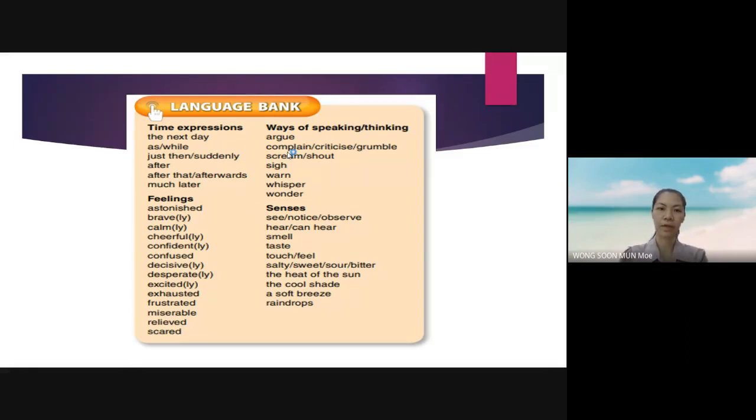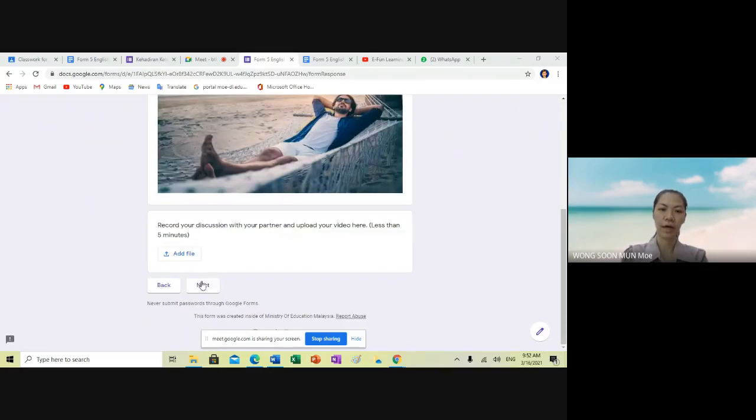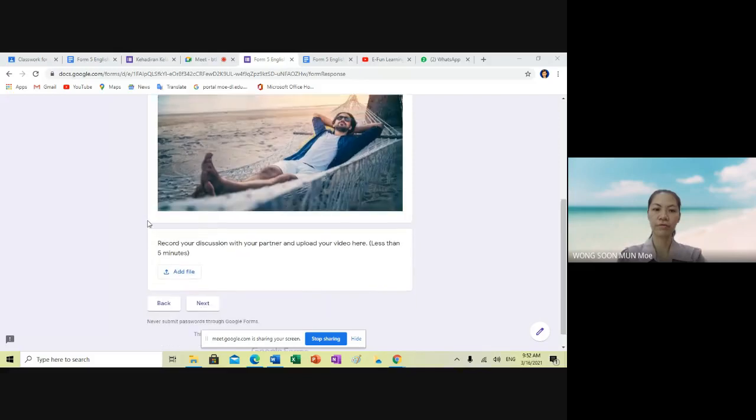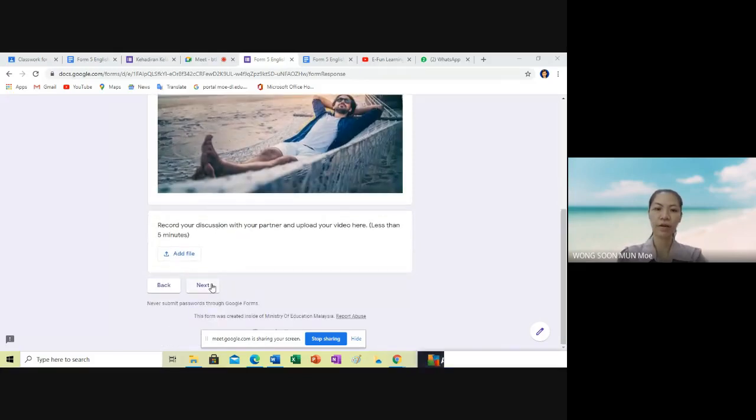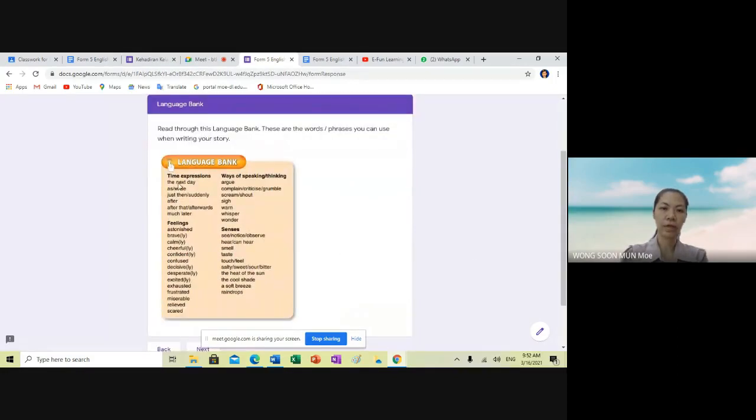So you have time expressions. These are the phrases you can use when you want to describe the time. We go back to the Google form first. After you have uploaded the file, you click next. You will see the language bank also. So the next day as well, just then, suddenly, afterward, much later, these are the expressions for time.